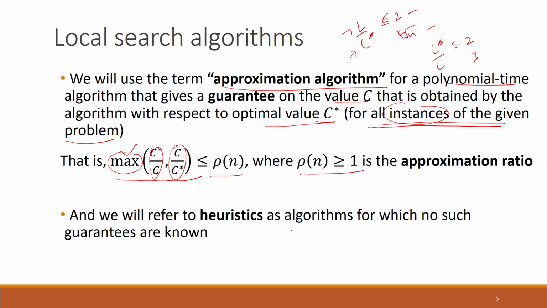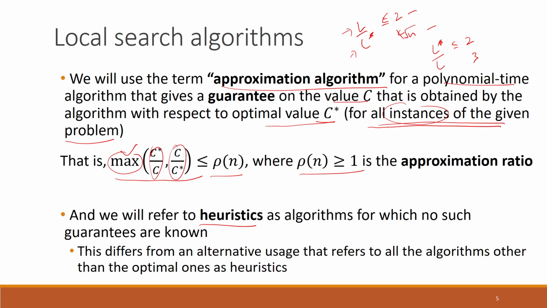Now, the algorithms for which no such guarantees are known are called heuristic algorithms. So, we will be referring to them as heuristics, and sometimes in some books there is an alternative usage that refers to all the algorithms other than the optimal ones as heuristics. For example, the algorithms that we have seen for solving the travelling salesman problem, the 2 approximation ratio when the triangular inequality is satisfied, and the 4 root n. These are approximation algorithms because they are not guaranteeing that you will get the optimal solution, but there is a guarantee on the value that this algorithm gives as compared to the optimal value.